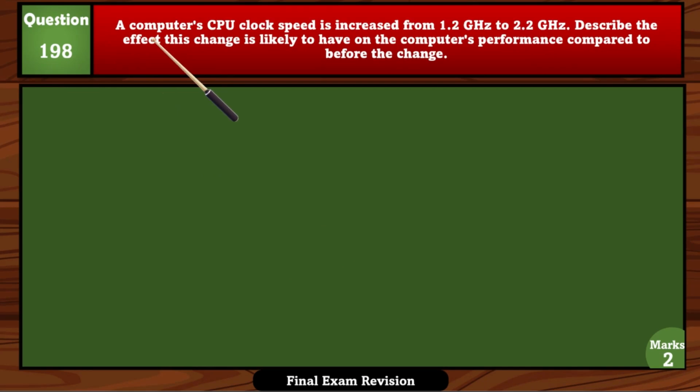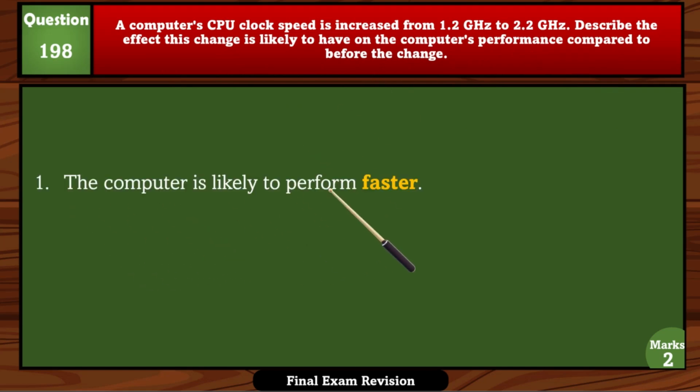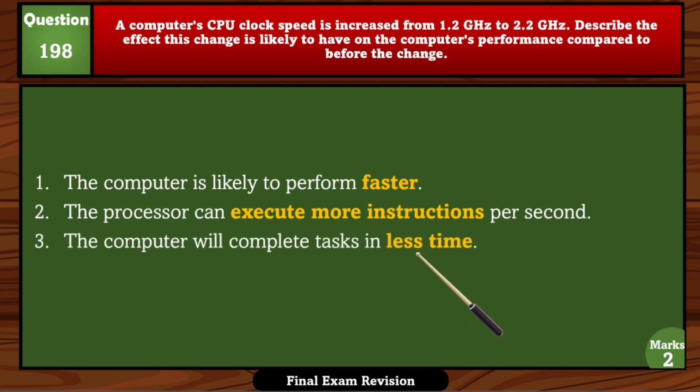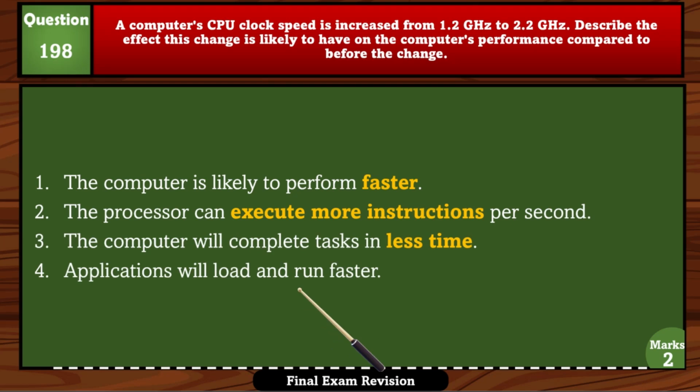Question 198. A computer CPU clock speed is increased from 1.2 gigahertz to 2.2 gigahertz. Describe the effect this change is likely to have on the computer's performance compared to before the change. The computer is likely to perform faster. The processor can execute more instructions per second. The computer will complete tasks in less time. Applications will load and run faster.